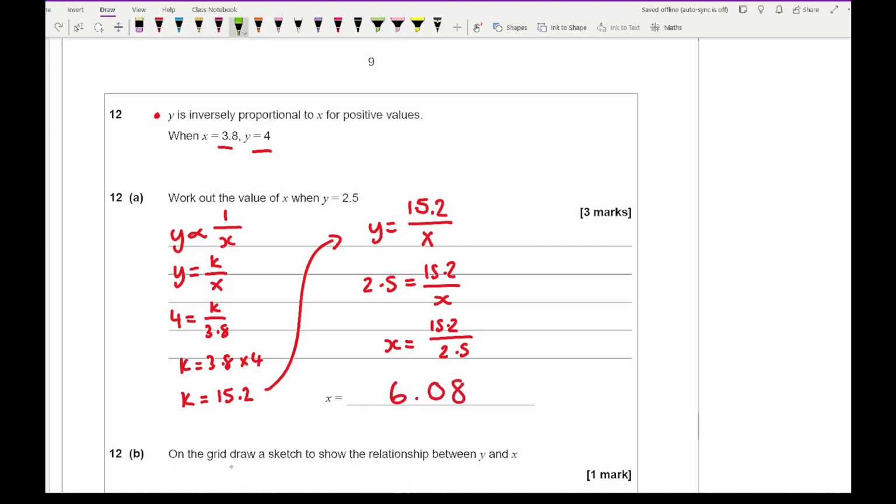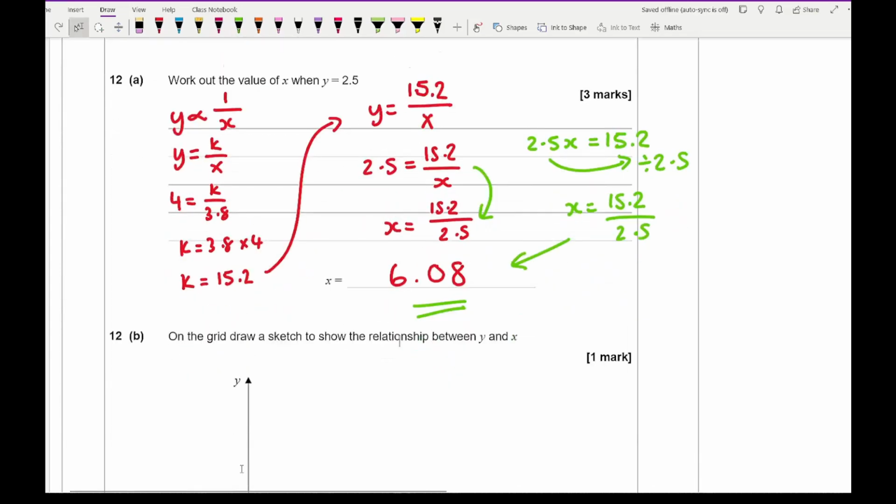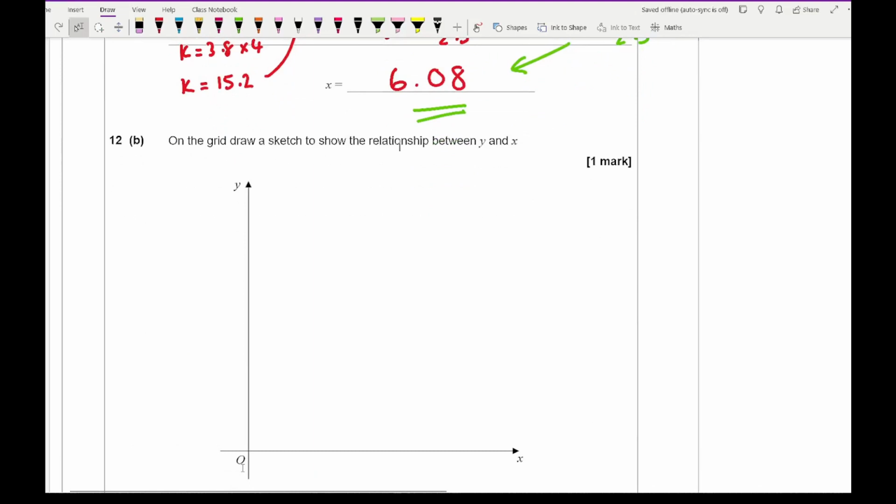Now, if you're not sure about how I've got from this to this, well, if I take the x over to the other side, I end up with 2.5x equals 15.2, and then I take my 2.5 over, so then x equals 15.2 over 2.5, which again gives me my answer of 6.08. Question 12b then says, on the grid, draw a sketch to show the relationship between y and x.